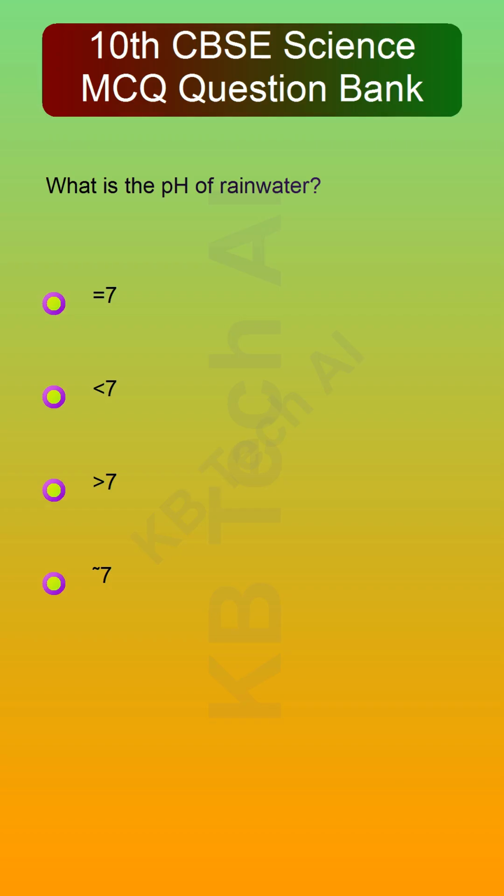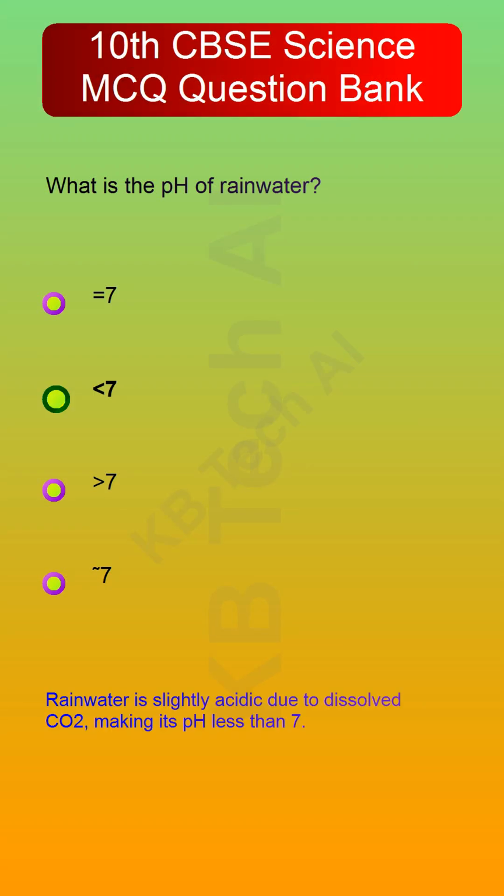What is the pH of rainwater? Option 1, equals 7. Option 2, less than 7. Option 3, greater than 7. Option 4, not equal to 7. The answer is option 2, less than 7.